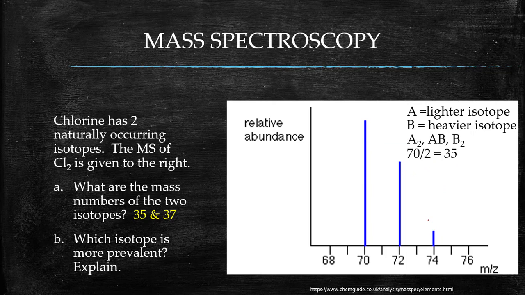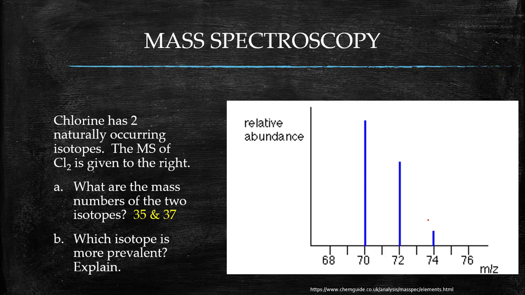So if I take my lighter peak, the A2 peak, I know that there are two chlorines in there, so 70 divided by 2 is 35. I go to my heaviest number here, which is 74, divide that by 2, and I get 37, so those must be my two isotopes. And actually, when I add the two of them up, I get 72, and so that seems to check out. So 35 and 37 are the two isotopes of chlorine.